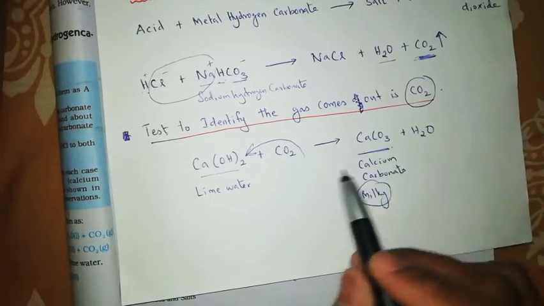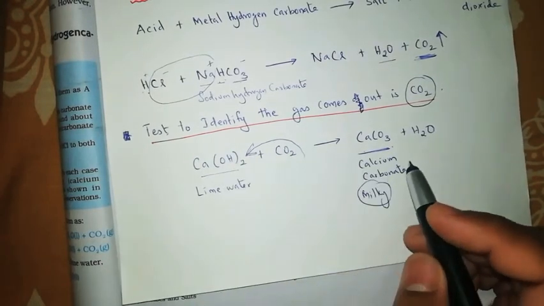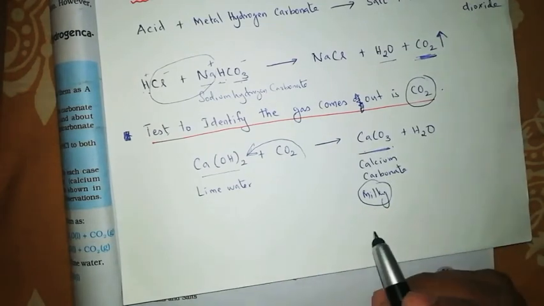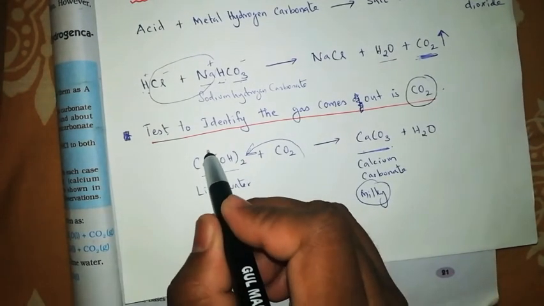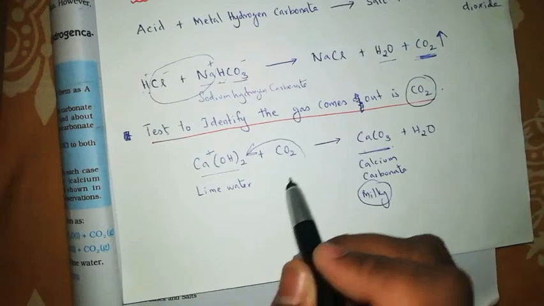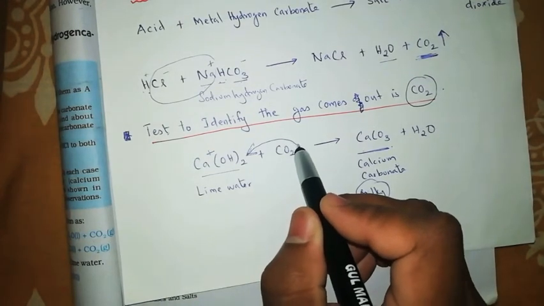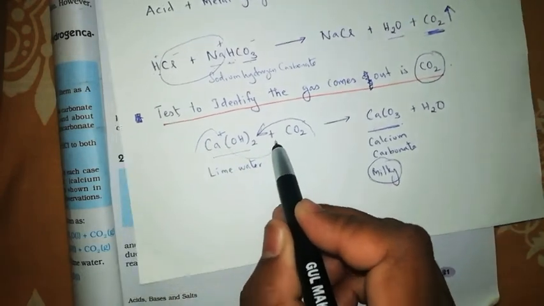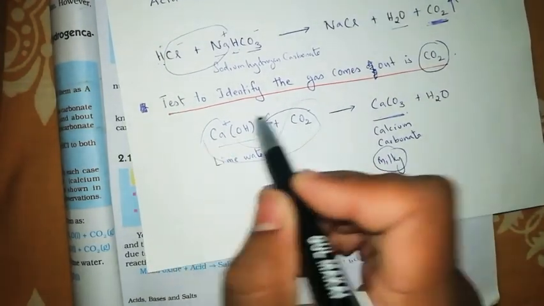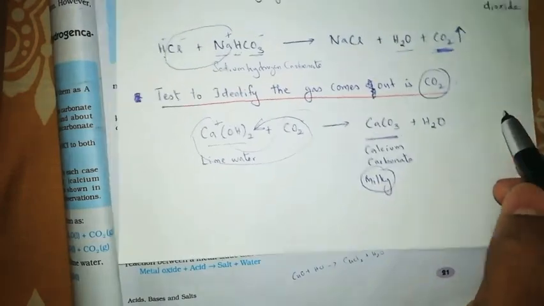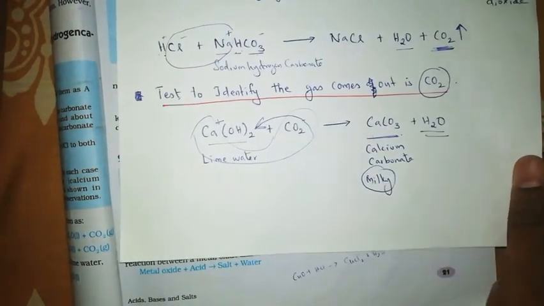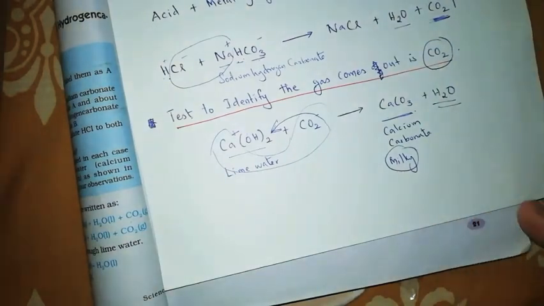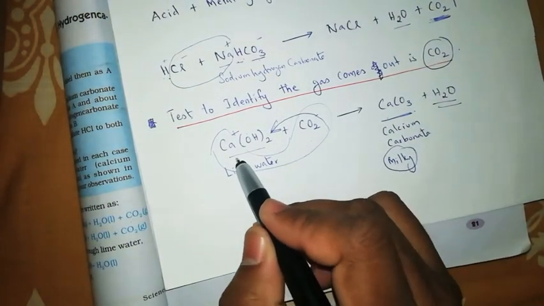The color of calcium hydroxide is turned into milky. What it means is that it changes to calcium carbonate. Calcium is positive, right? And carbon dioxide, you all know that it's a gas. So Ca, CO3, and one from here. The remaining is H2O.